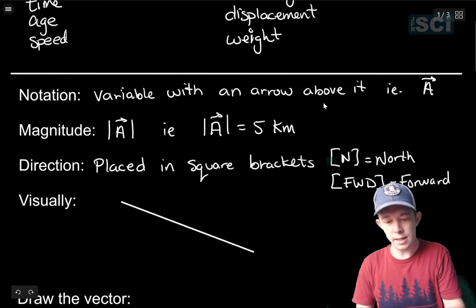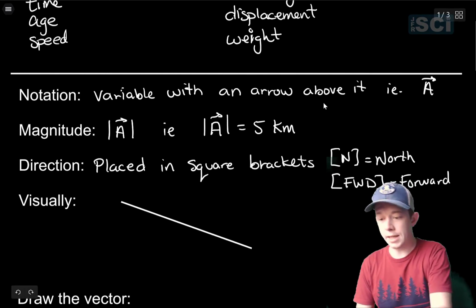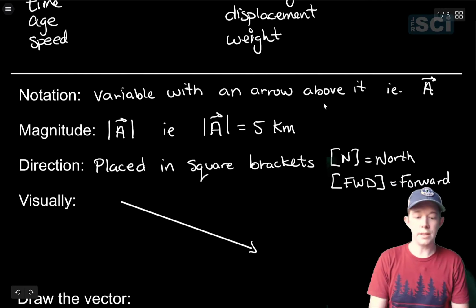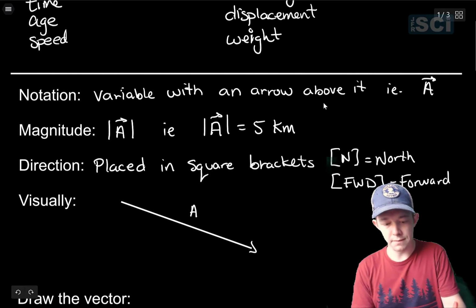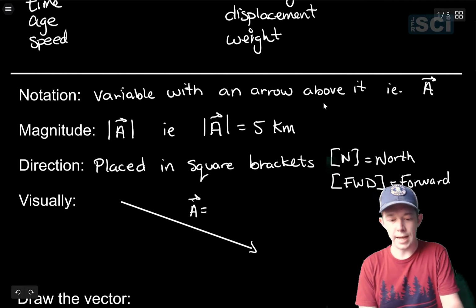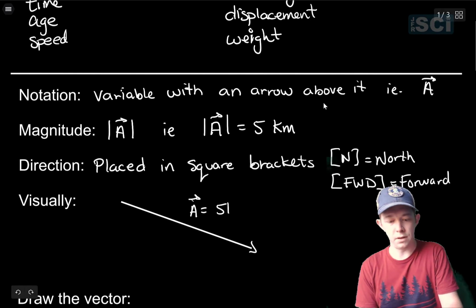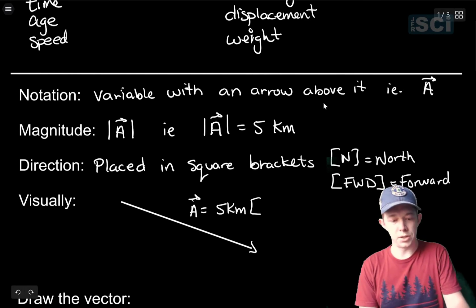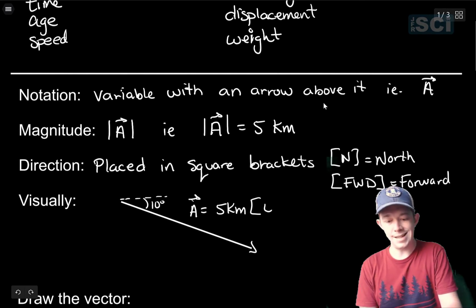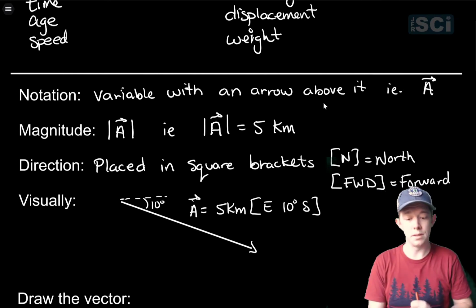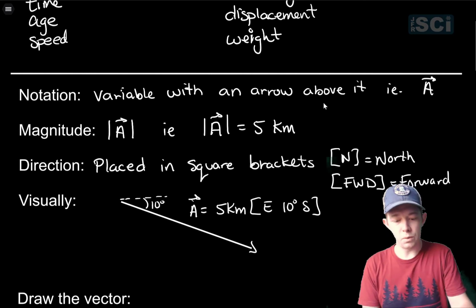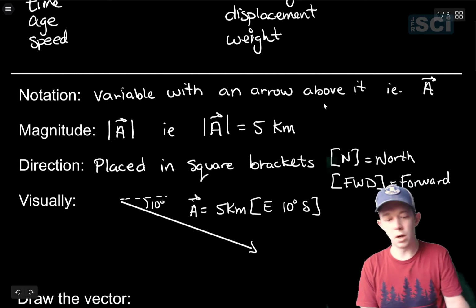Well, visually, it is an arrow. So visually, this is what it looks like. I might say that this is the vector A, which has a magnitude of, say, 5 kilometers, and it has a direction, we've got to put a direction on this. Let's say that this is 10 degrees. I'm going to say that's east, 10 degrees towards the south, because I start in the east direction and I move towards the south.